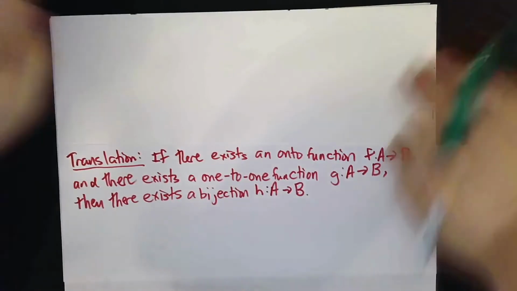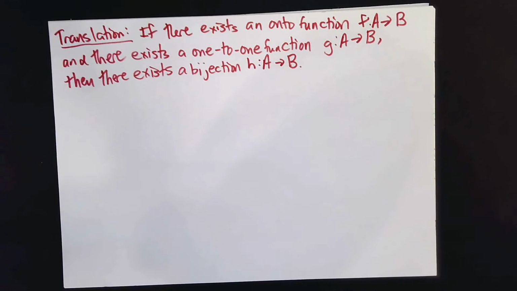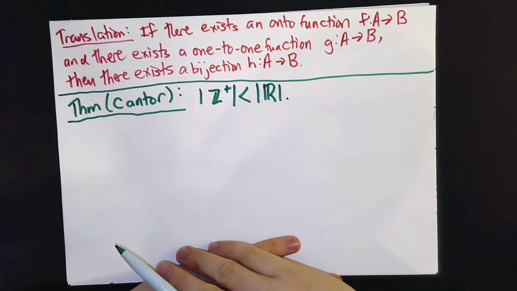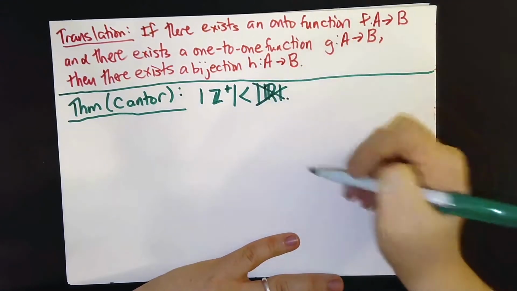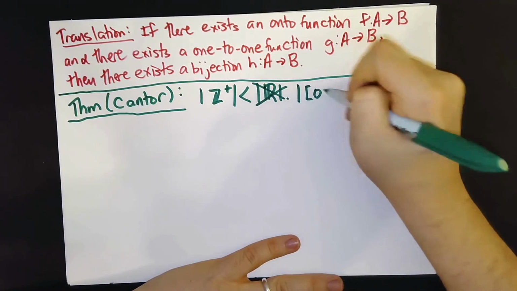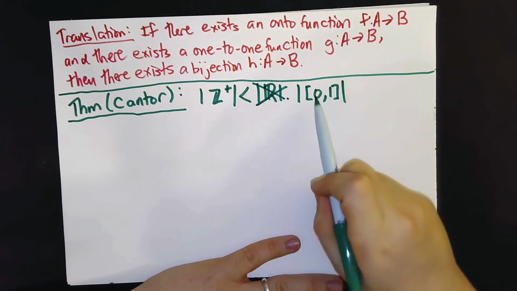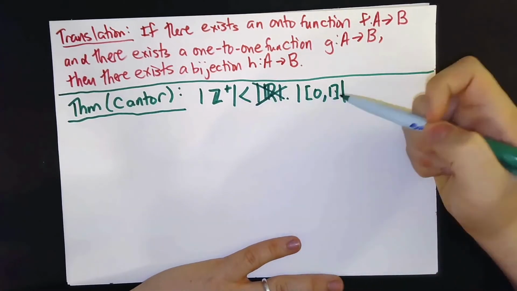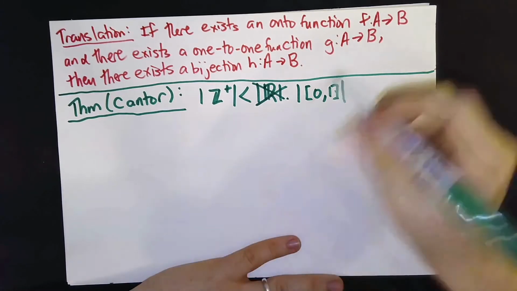With all of that, I'm now able to prove the thing I promised to prove at the beginning, which is that the size of the positive integers is strictly less than the size of the reals. In fact, I'm going to prove something that's even better. I'm going to prove that the size of the integers is actually strictly less than the size of just the closed interval 0, 1. This is a subset of the real numbers, and so if I prove this is already bigger than the integers, certainly the set of real numbers is bigger than the integers.